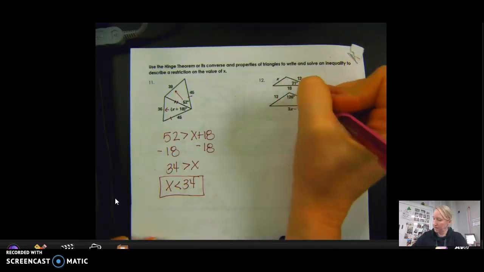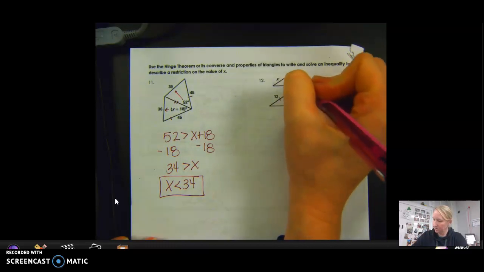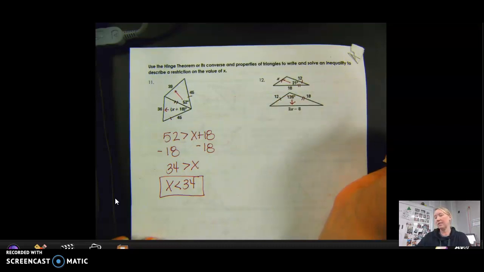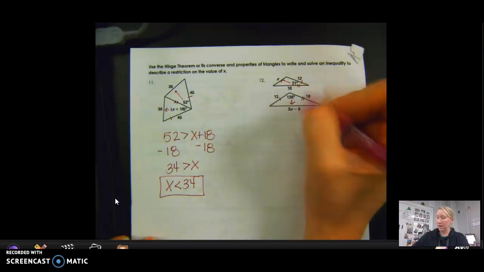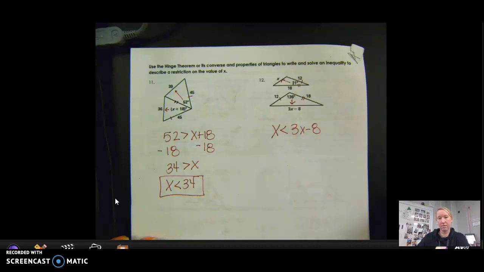Here we go. We have 12 and we have 18. We have 18 and we have 12. This is across from x. This is across from 3x minus 8. So this angle 21 is smaller, so x is smaller than 3x minus 8.